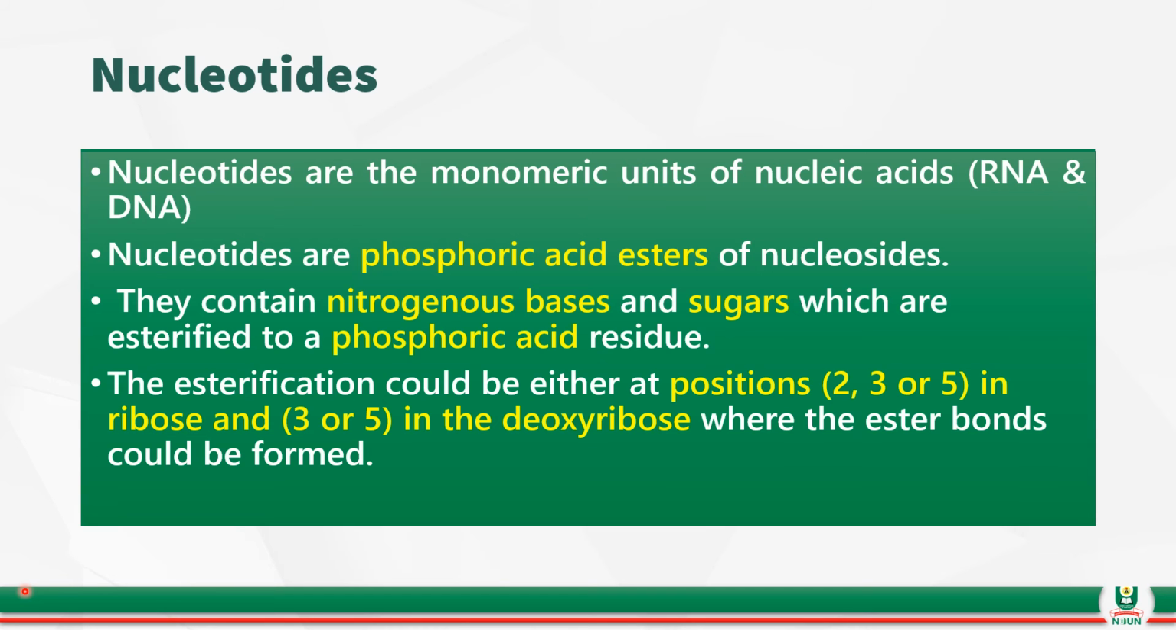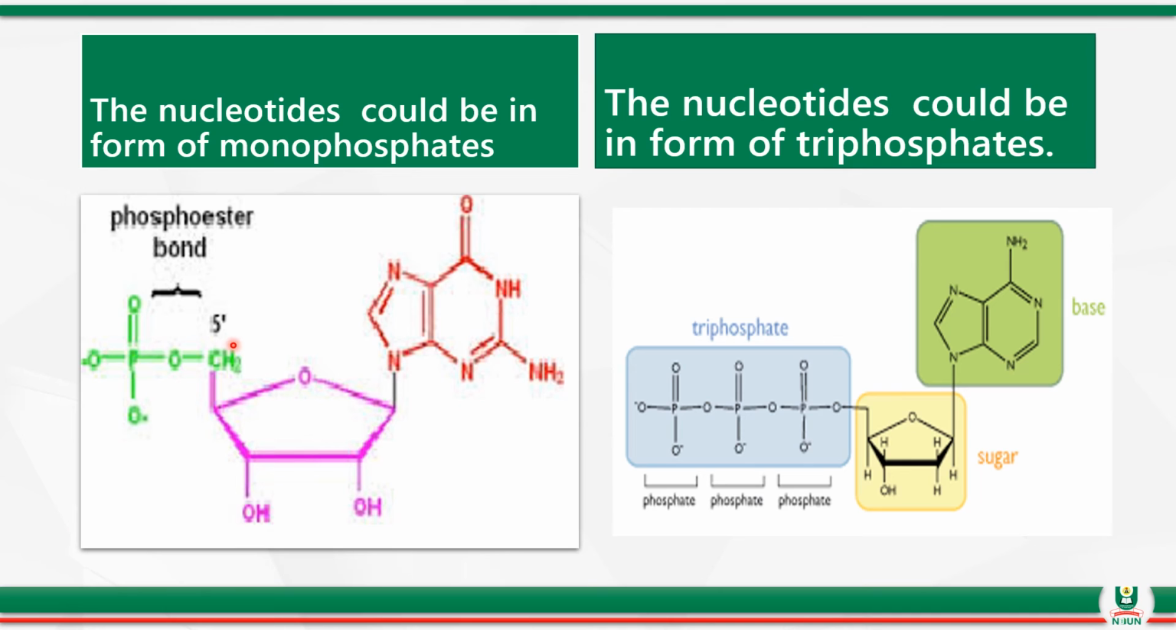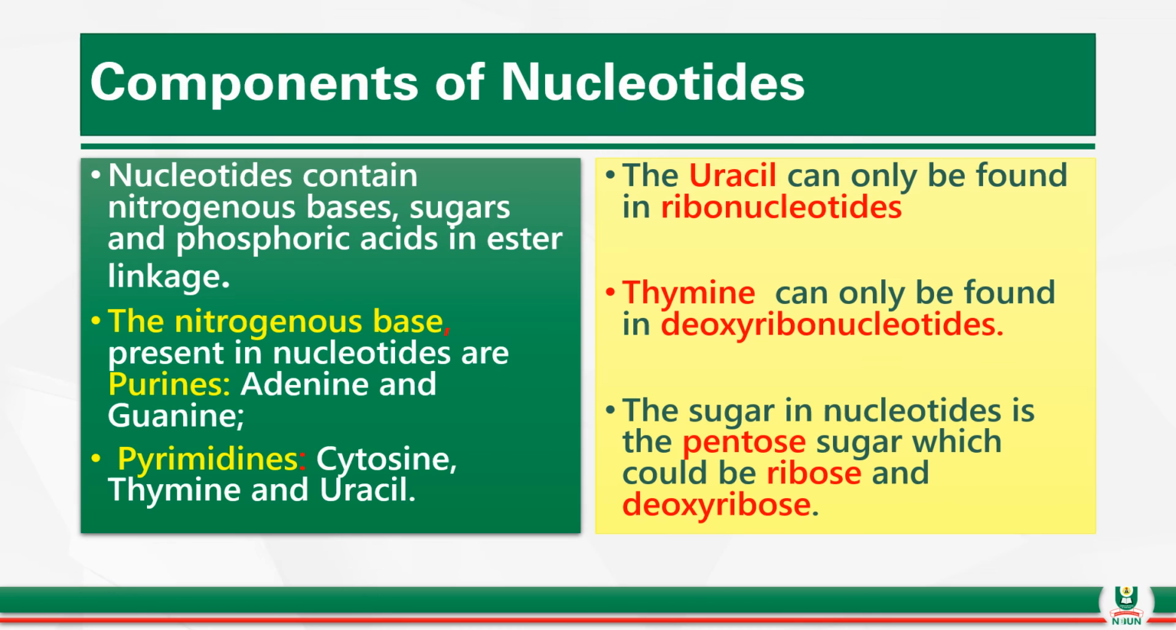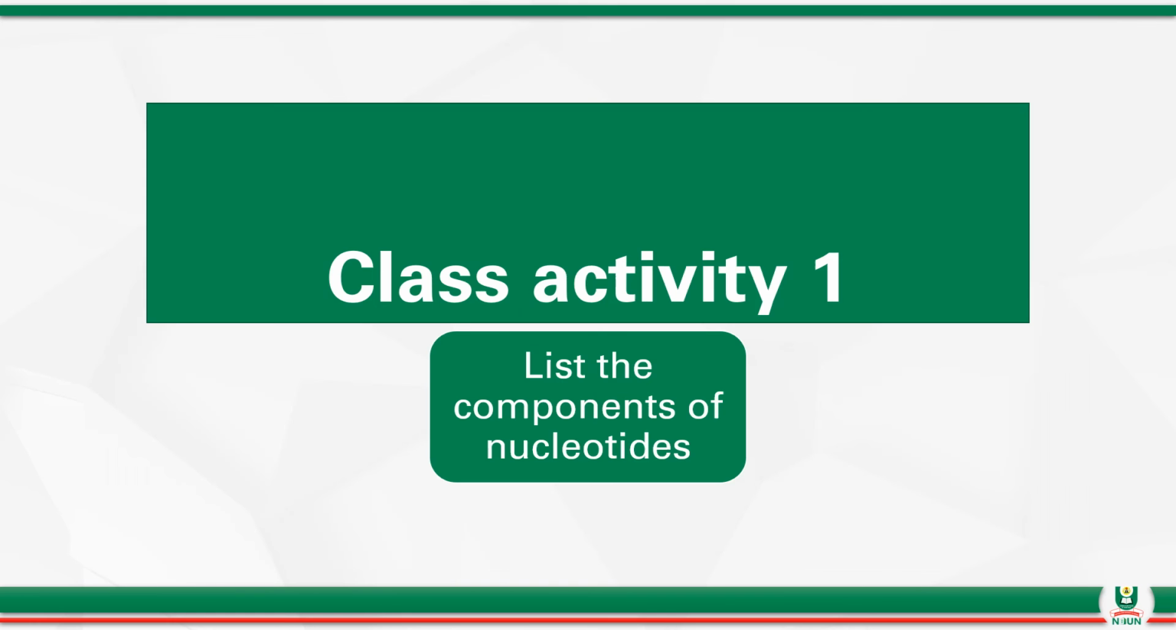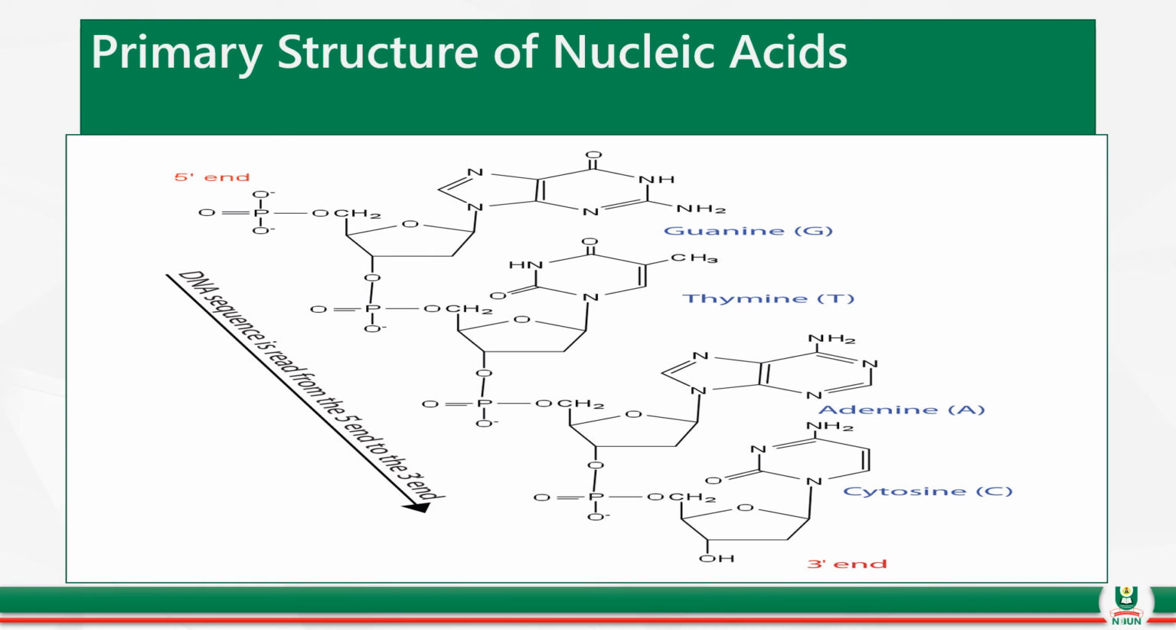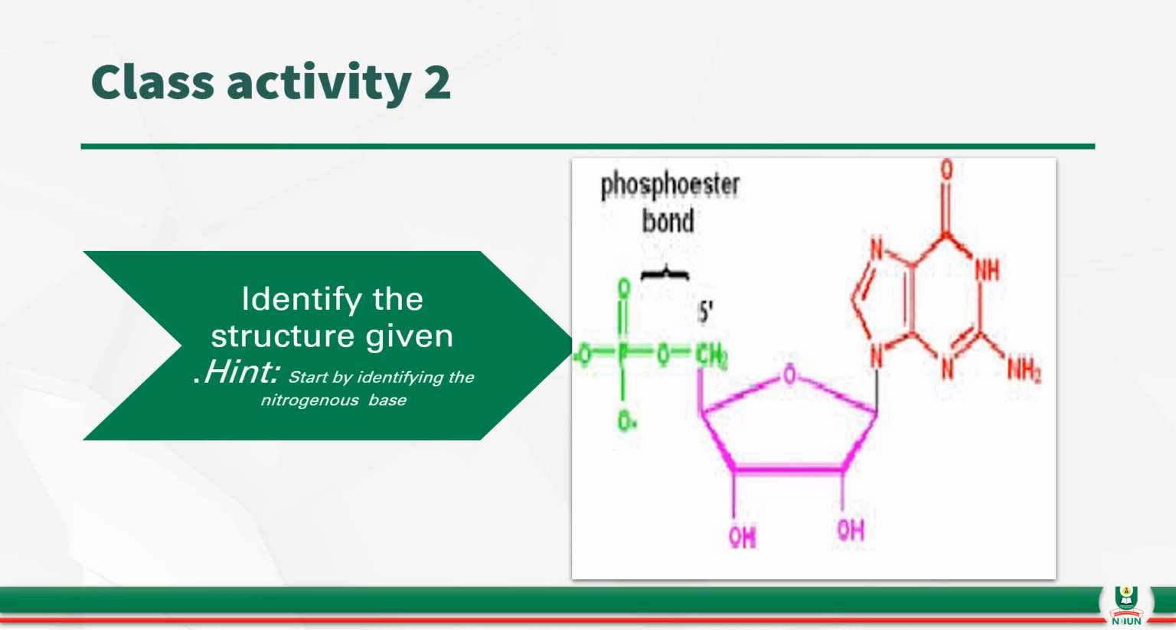So that shows you how important nucleotides are. Carbon 5 of the pentose. You can see carbon 1, 2, 3, 4, 5. So it is used to determine the name of this structure.